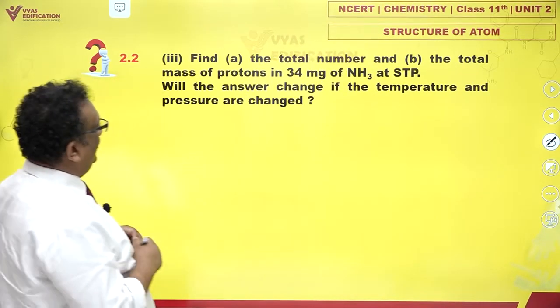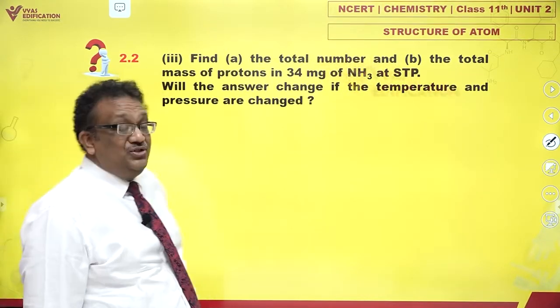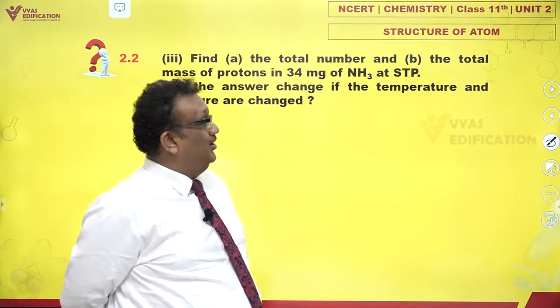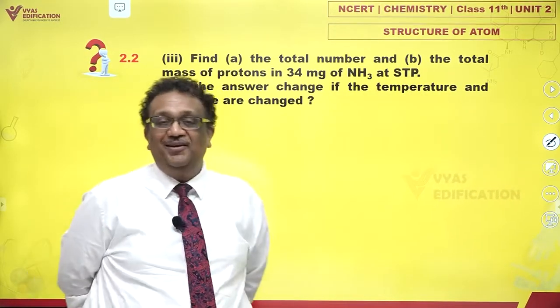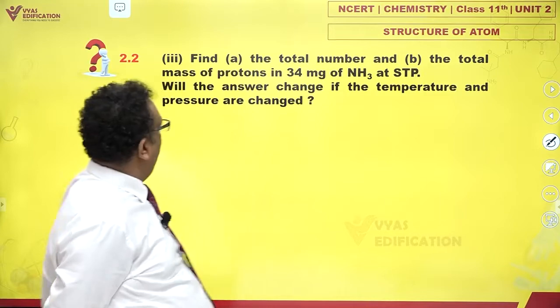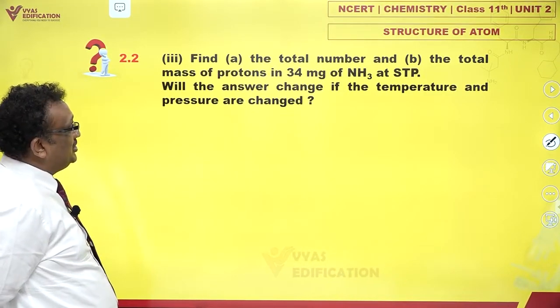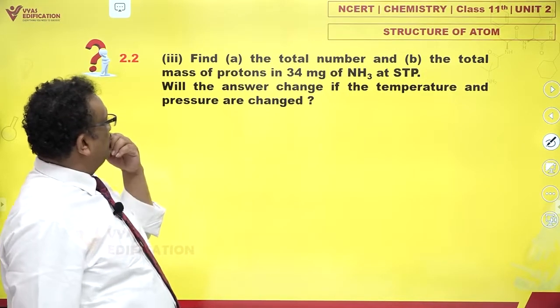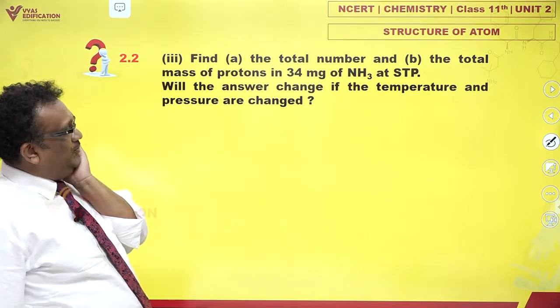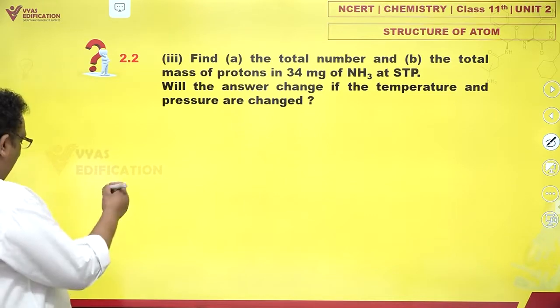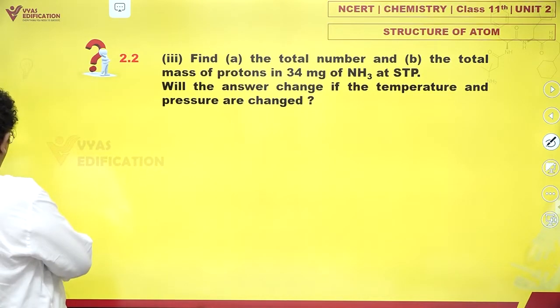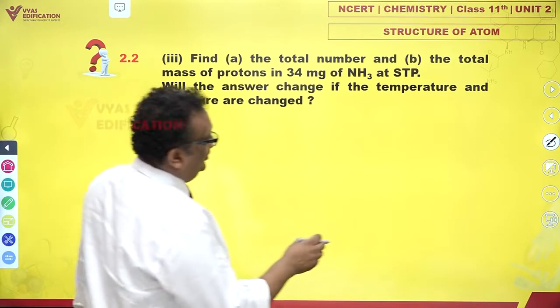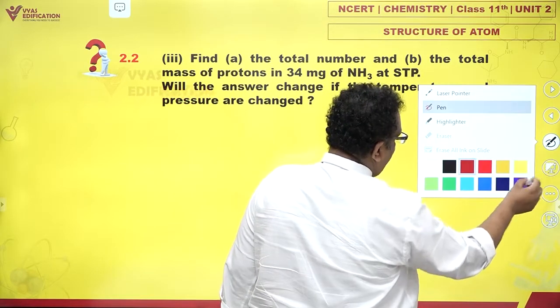Find the total number and total mass of protons in 34 milligrams of ammonia at STP. Will the answer change if the temperature and pressure are changed? Well, let's take a look. Now we have to find the number and total mass of protons in 34 milligrams. So what is given? I am given that the mass of ammonia is 34 milligrams.